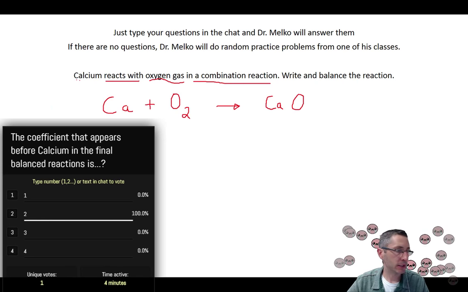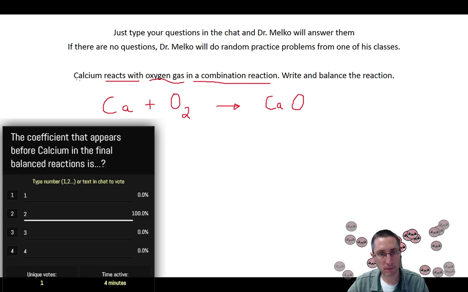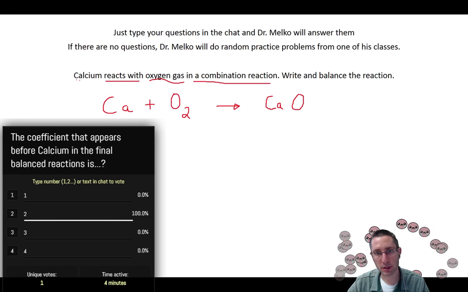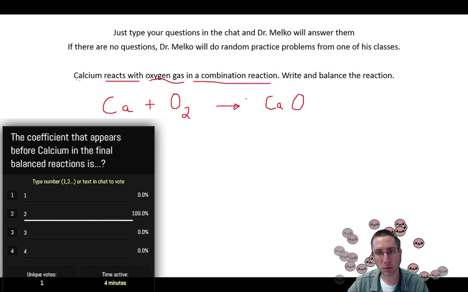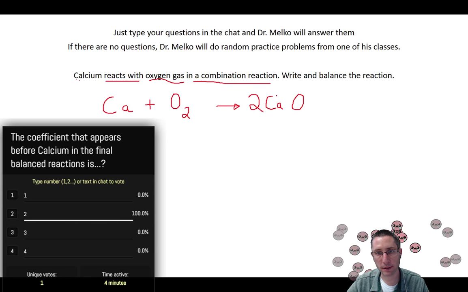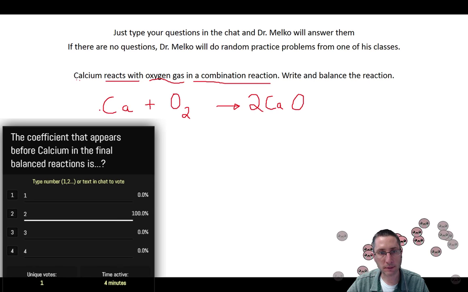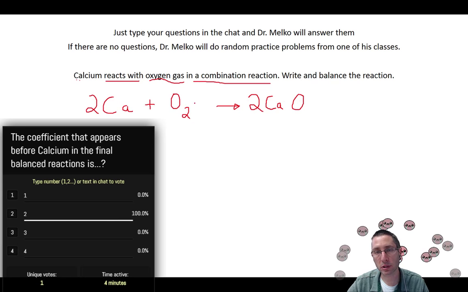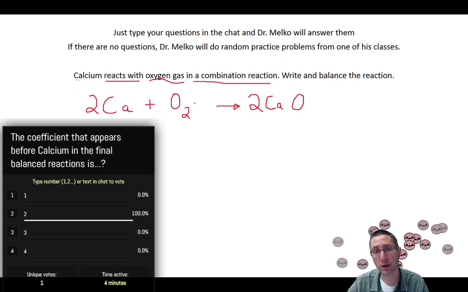Okay, so now the reaction is at least set up. I'm going to skip writing out and keeping track of Ca's and O's on each side here, and just realize that I have 2 oxygens on the left, so I'll add a 2 out in front of calcium oxide on the right. And now the oxygens are balanced. But looking at calcium, I have 1 on the left, 2 on the right, so I need a 2 in front of calcium.